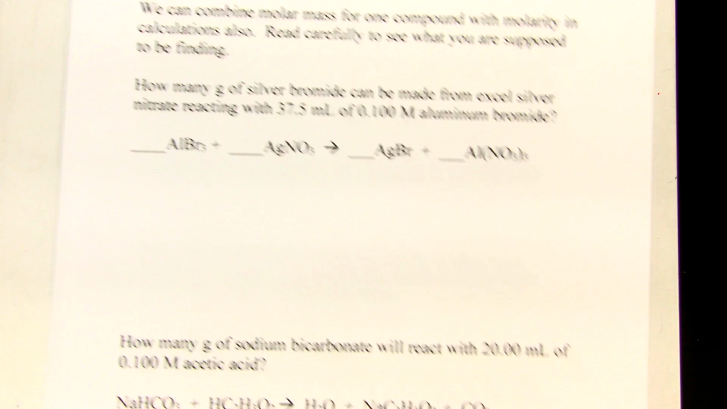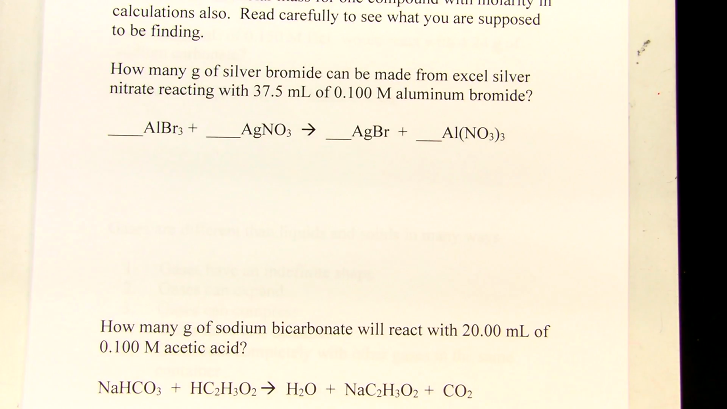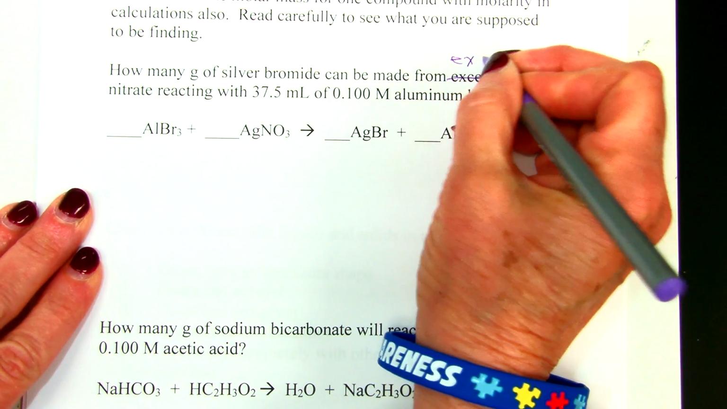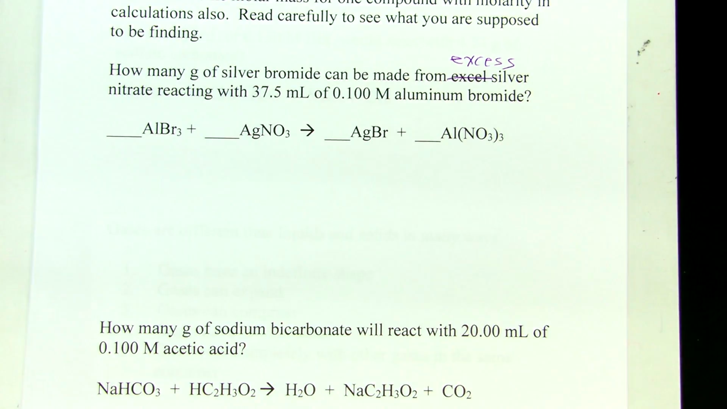How many grams of silver bromide can be made from, this should say excess, not Excel, excess silver nitrate reacting with 37.5 milliliters of 0.1 molar aluminum bromide?